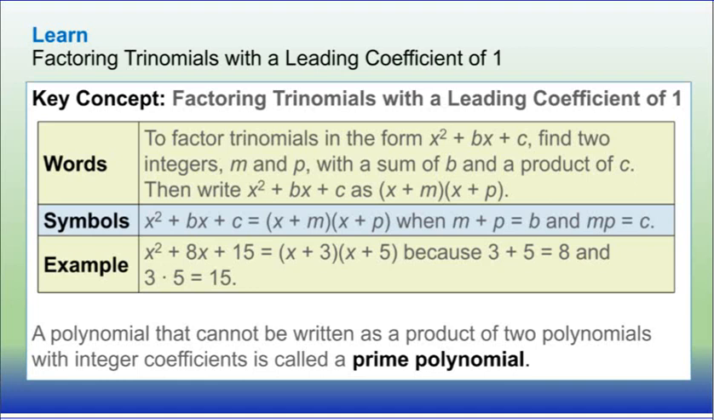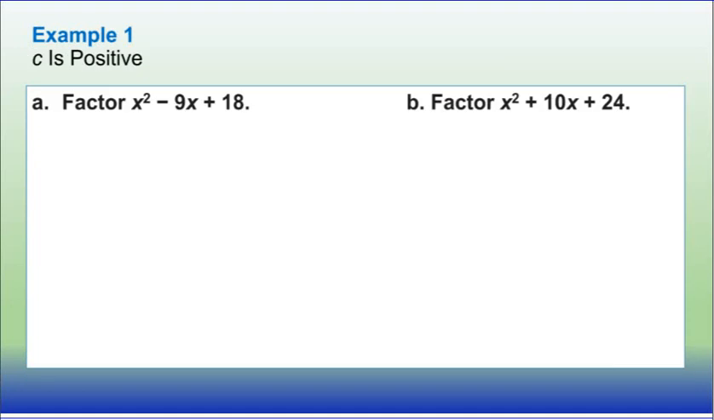A polynomial that cannot be written as a product of two polynomials with integer coefficients is called a prime polynomial. It just means you cannot break it down, because they're made up of prime numbers.